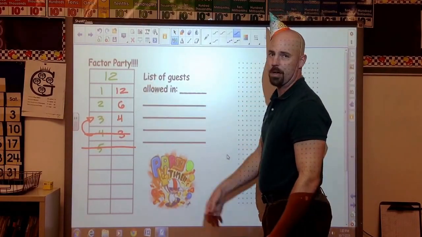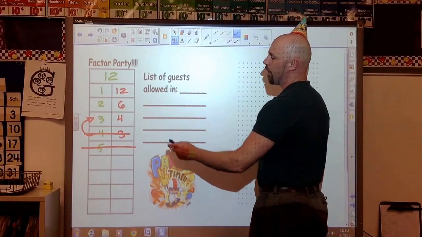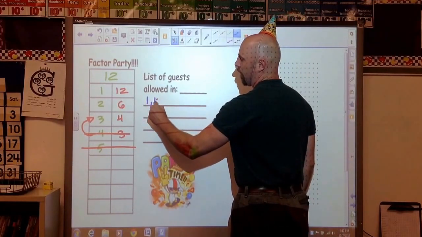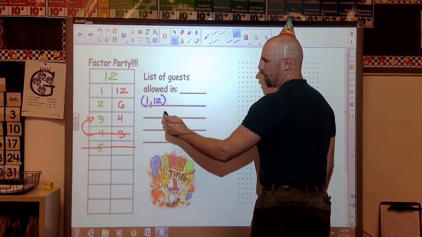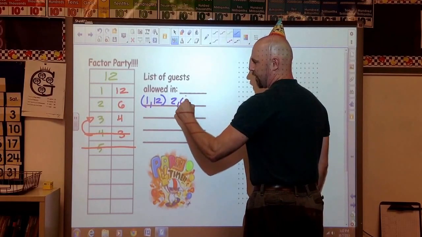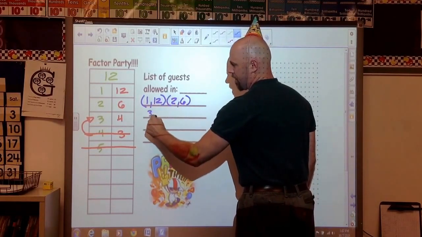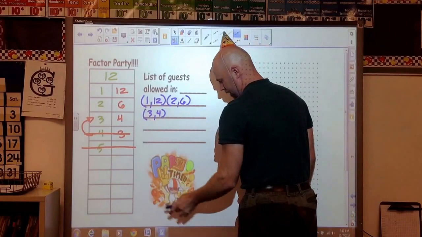So, we know who's attending the party right now. We've got our factor party list. That's the list of guests that we're allowing into our party. 1 and 12 are allowed in. 2 and 6 are allowed in. 3 and 4 are allowed in.